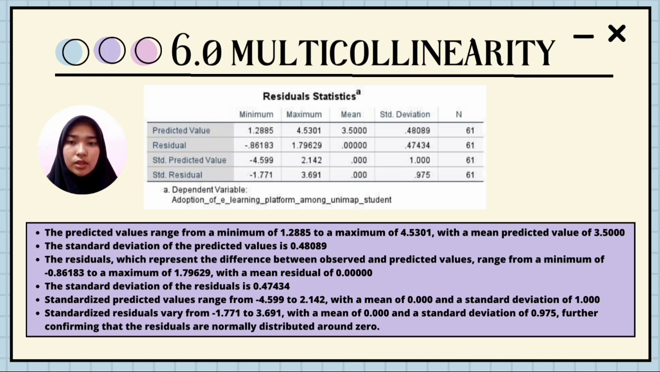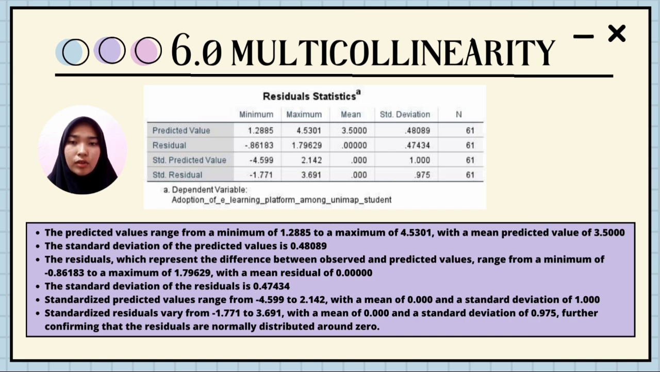The residuals, which represent the difference between observed and predicted values, range from a minimum of negative 0.86183 to a maximum of 1.79629 with a mean residual of 0.00000. The standard deviation of the residual is 0.47434, and the standardized predicted values range from negative 4.599 to 2.142 with a mean of 0.000 and a standard deviation of 1.000.